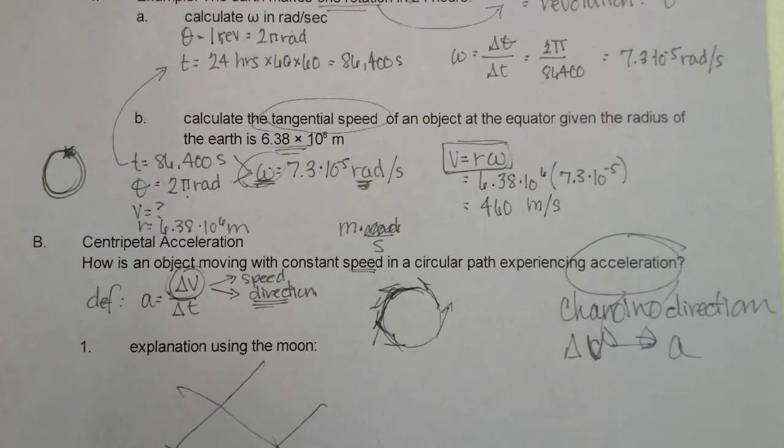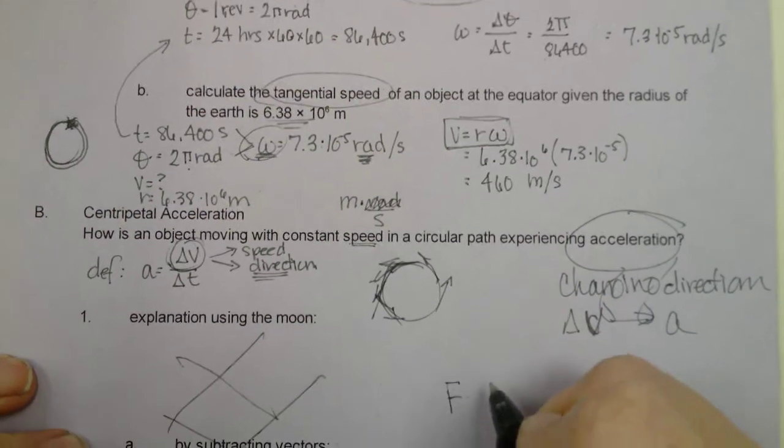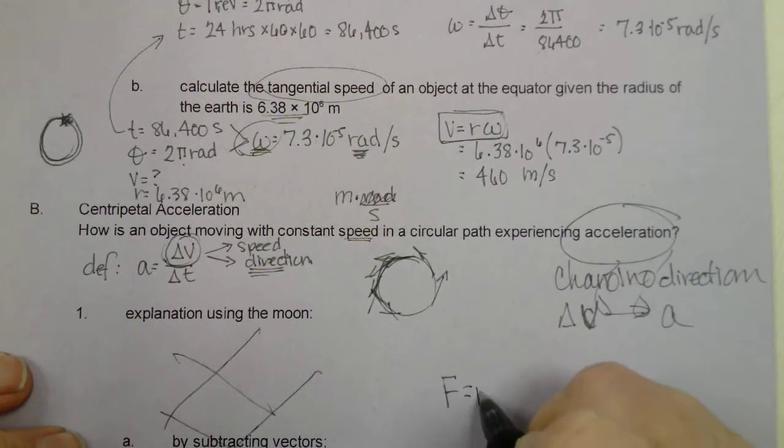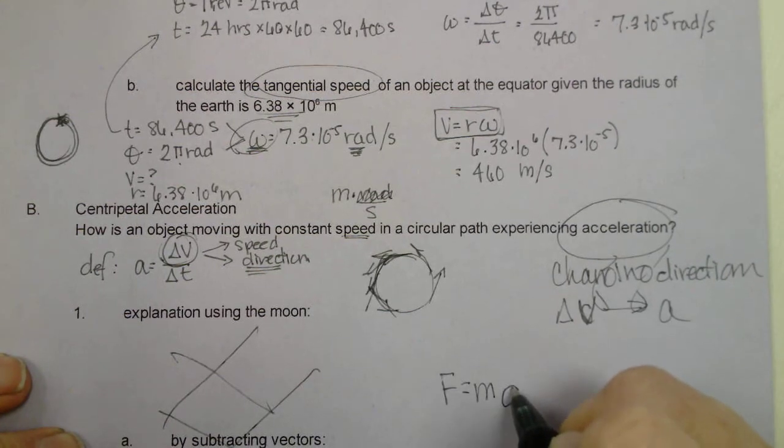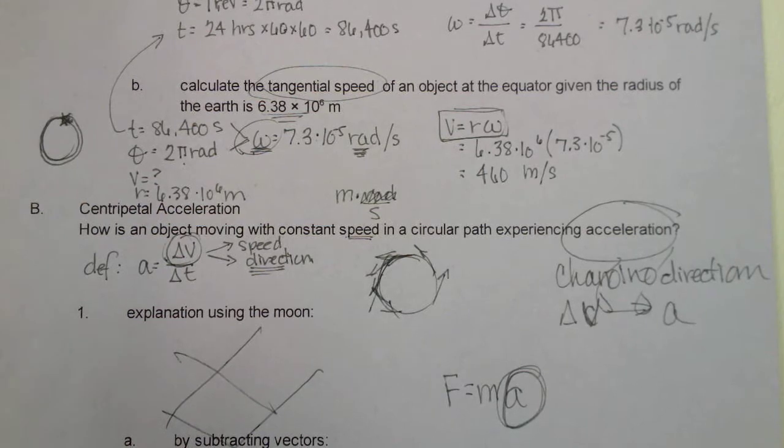If I am applying an unbalanced force according to Newton's second law, what am I going to get as a result? Newton's second law says an unbalanced force acting on an object causes the object to accelerate. So as soon as an unbalanced force came into the picture, it had to be acceleration. And there has to be an unbalanced force in order to get it to change directions.